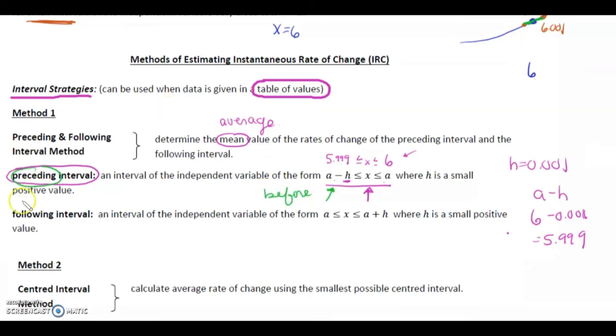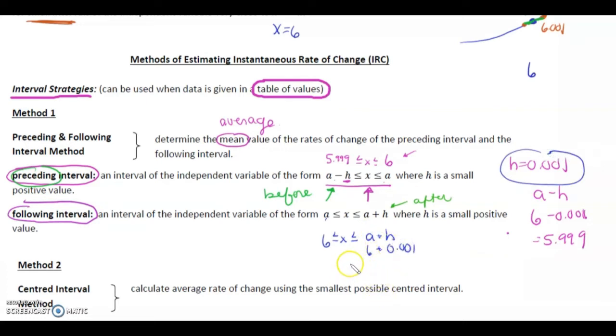Now, the following interval is the same thing, just on the other side. When we think about the word following, we're thinking about after. It's the exact same thing: there's going to be some interval between a, for example 6, and a plus h. In this case, a is 6, and let's take h to be super small, 0.001. Then we're finding the average rate of change between 6 and 6.001.